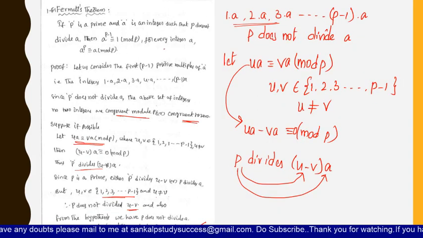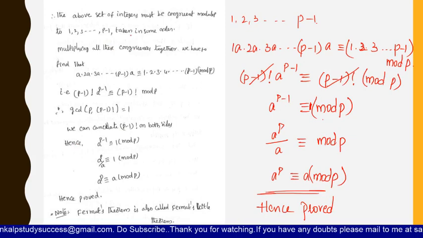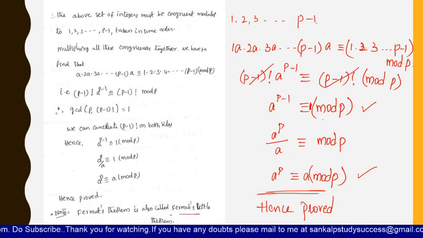See it here. If p is a prime number and a is an integer, then if p does not divide a, you will get a to the power p minus 1 is congruent to 1 mod p, which is nothing but a to the power p is congruent to a mod p, right? So we got the same thing here. This one, a to the power p minus 1 is congruent to 1 mod p, and a to the power p is congruent to a mod p. Okay, so Fermat theorem is also called Fermat little theorem.